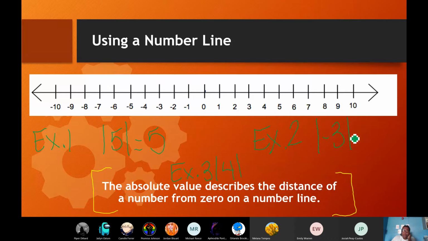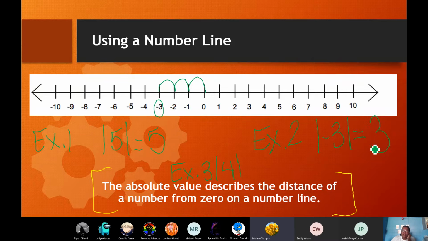Melena, what is the absolute value of -3? -3. It's -3. Melena, what's the absolute value of -3? 3. Very good. Can you tell us how you got that answer? I counted how many units it was away from 0. Very good.